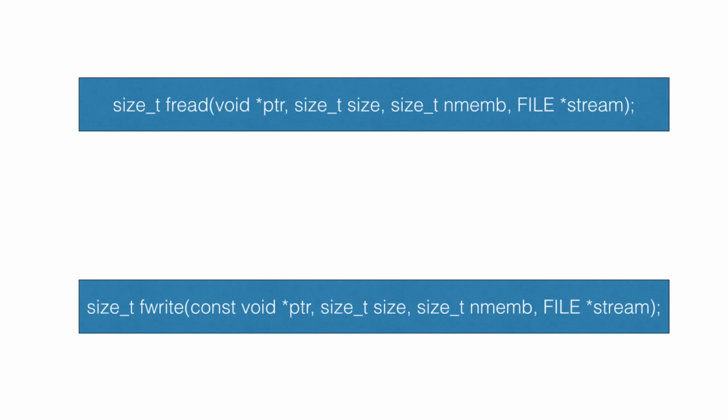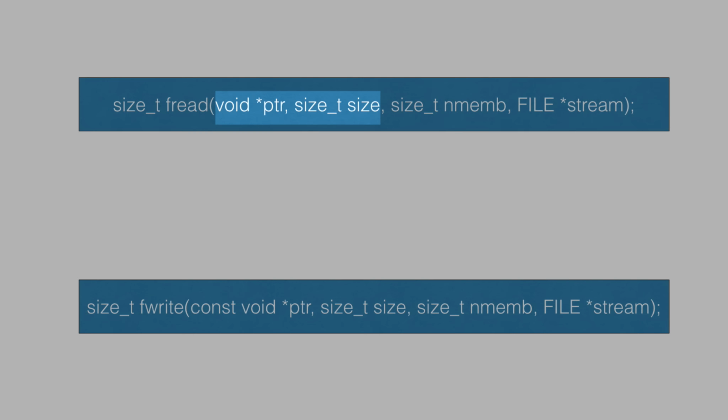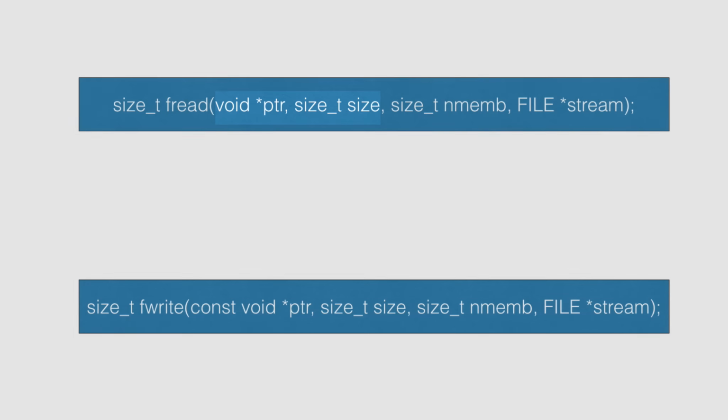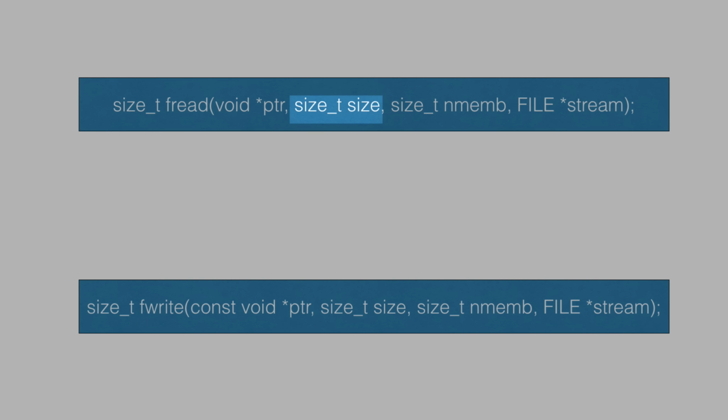Like fwrite, fread takes 4 parameters. The first is a pointer to the memory where the data from the file will be stored. The second is the size of one element. The third is the number of elements to read. Finally, the fourth is the stream to read from.